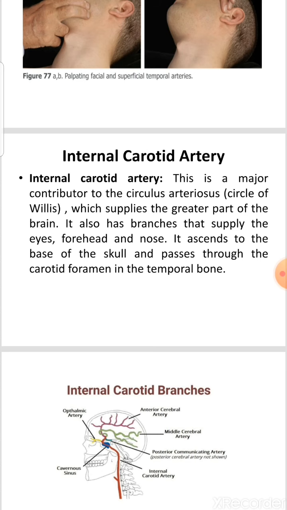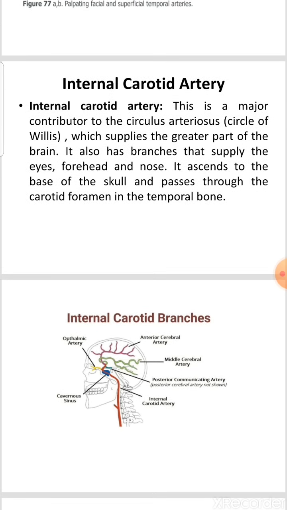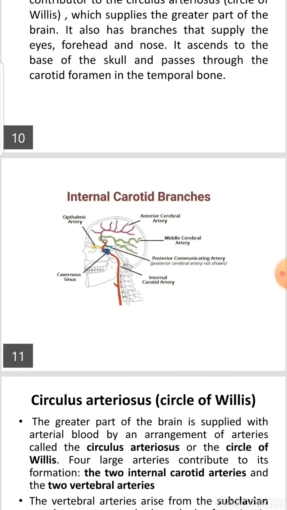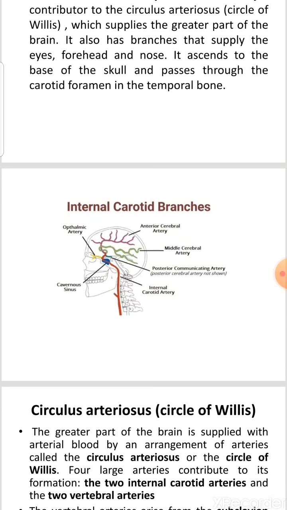And once it passes through the carotid foramen, it goes inside the cranial cavity and takes part in the formation of circulus arteriosus. 80% of the blood supply to the brain is through the internal carotid artery, and this is a low resistant vessel, I have already told you. It gives many branches, and these branches supply the blood to the brain and the forehead, nose, and eye.